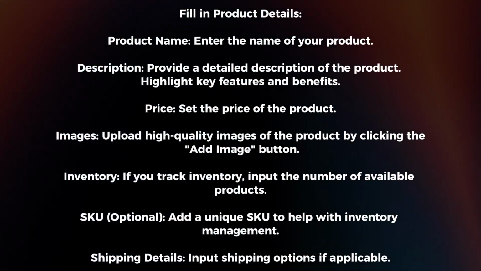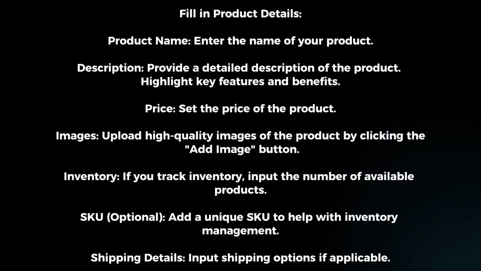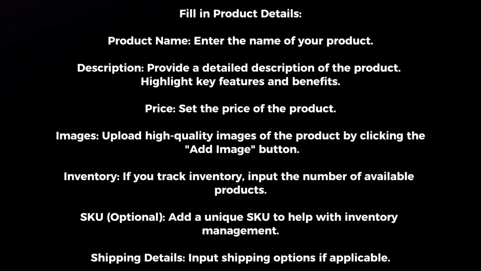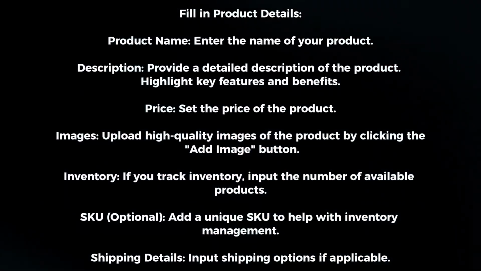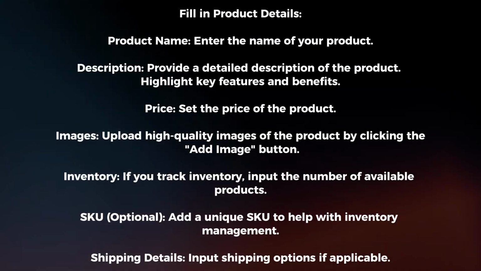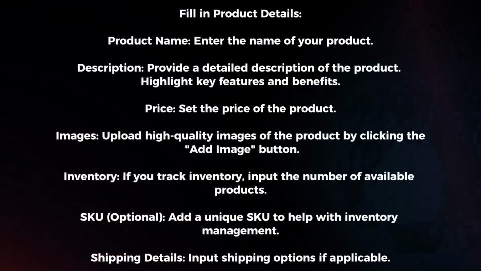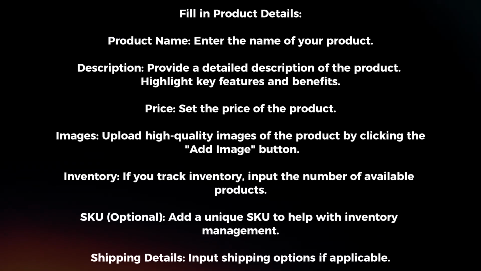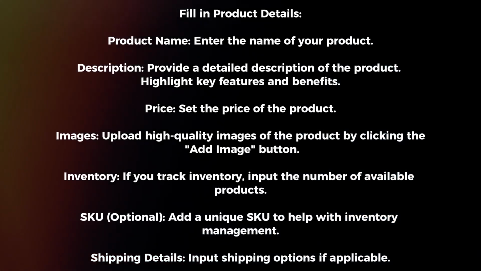Images. Upload high-quality images of the product by clicking the Add Image button. Inventory. If you track inventory, input the number of available products. SKU. Add a unique SKU to help with inventory management. Shipping details. Input shipping options if applicable.